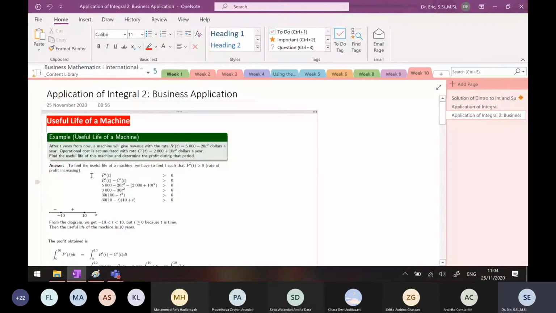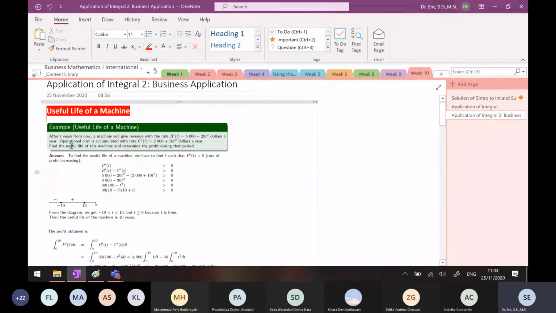Yes, sir. Okay. So there are four other business applications related to the integral. I will look at them one by one through examples. I have given you the examples on the slides also. This is the same example as in the slide.